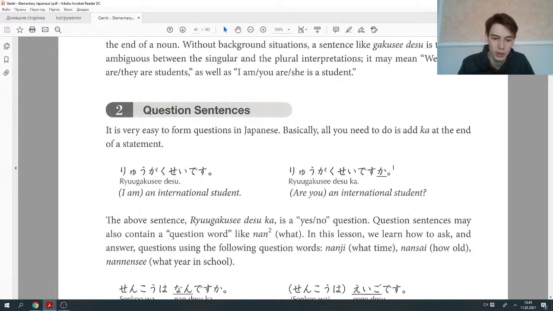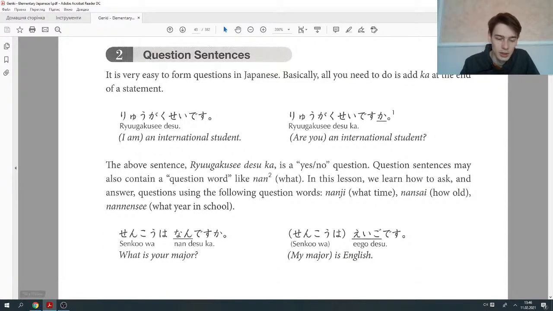Question sentences may also contain a question word like nan, or nani. In the lesson, we learn how to ask and answer questions using the following question words: nanji, nansai, nannensei. Senko wa nan desu ka? So if you want to make a special question, you also need to add the word nan or nani, but you also need to add ka. Senko wa nan desu ka? Senko wa nihongo desu. Senko wa eigo desu. My major is English. By the way, you can skip it because it will be clear from the question that you are speaking about your major. So you can skip and just say eigo desu.